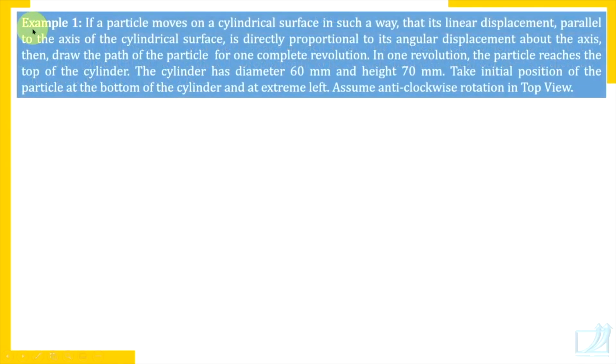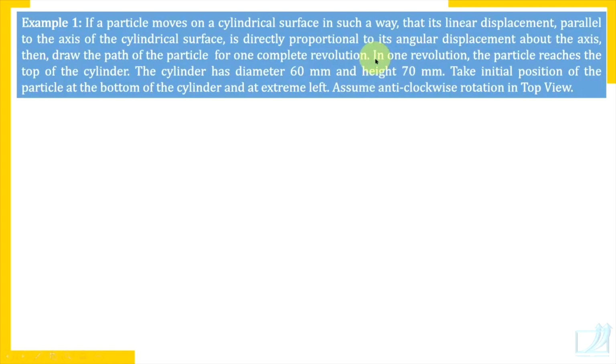Read this problem. If a particle moves on a cylindrical surface in such a way that its linear displacement parallel to the axis of the cylindrical surface is directly proportional to its angular displacement about the axis, then draw the path of the particle for 1 complete revolution. This statement suggests you that it is helix to be drawn. What are the details? That is a pitch and diameter of the helix must be given.